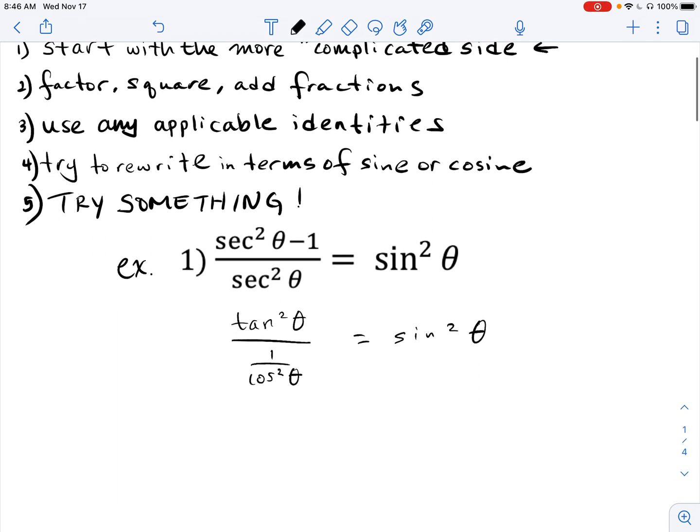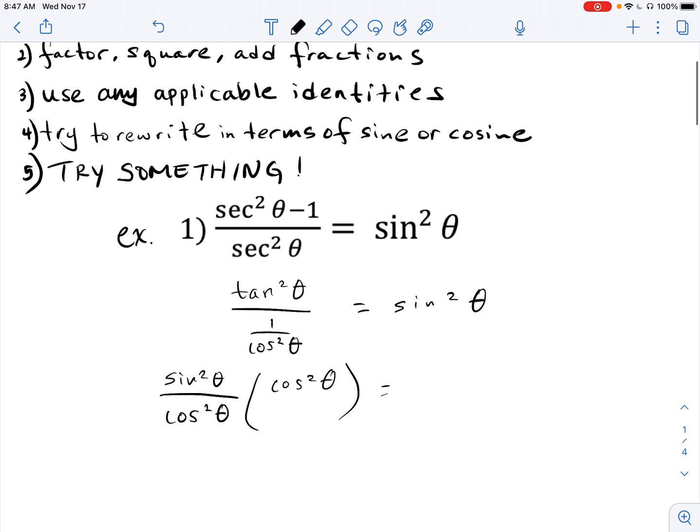And in the next step here, we can then rewrite this tangent squared theta as sine squared theta over cosine squared theta, because tangent is equal to sine over cosine. And if you're dividing by 1 over cosine squared theta, this is equivalent to multiplying by cosine squared theta. And we're pretty much on the home stretch here. We can then say that this cosine squared theta will divide out with this cosine squared theta.